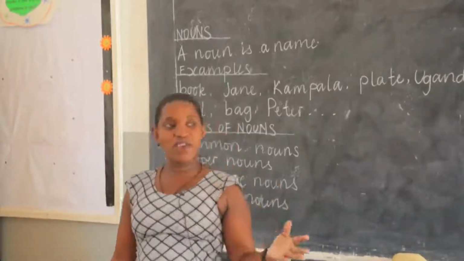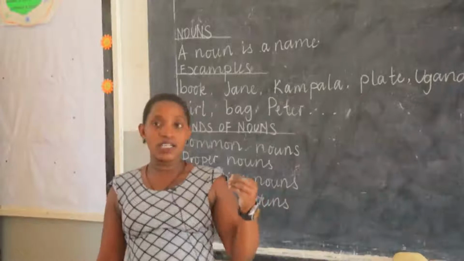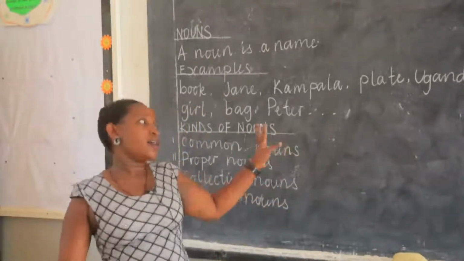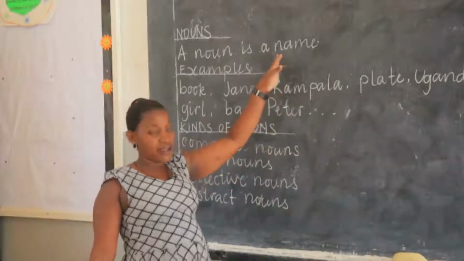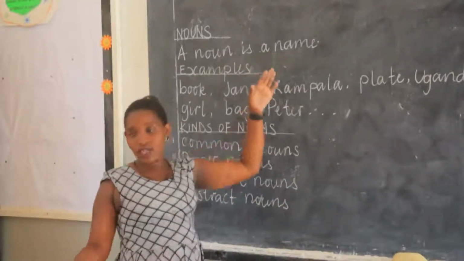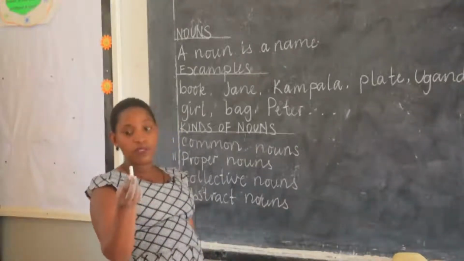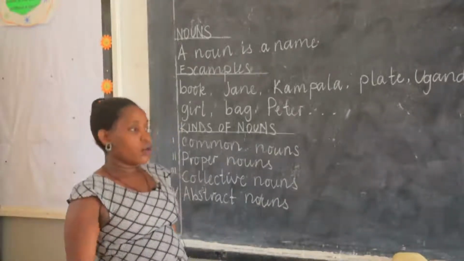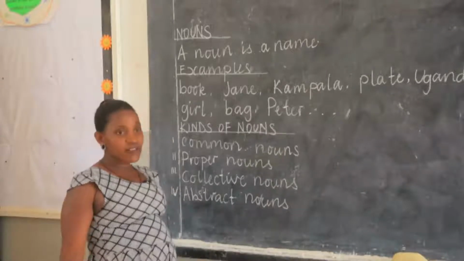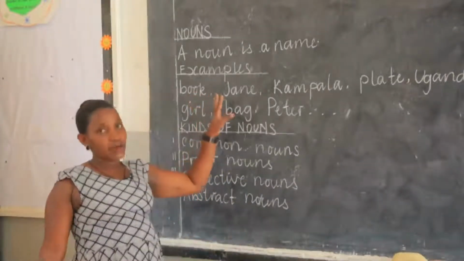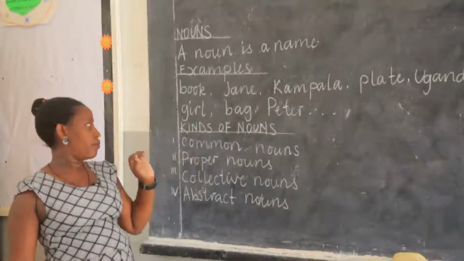We have very many, whatever you can call, even a dress, even a fork. All those ones are nouns. Why? They are names of things. When you touch something, for example, when I get this piece of chalk and I say a piece of chalk is a noun. When I touch my dress and I say a dress, it is a noun. So whatever you name is a noun.